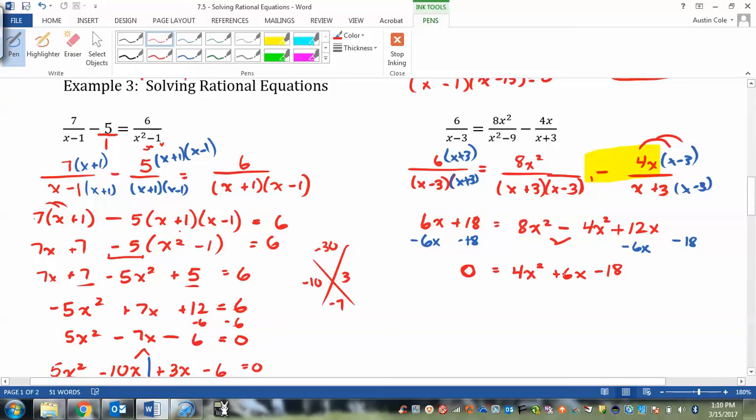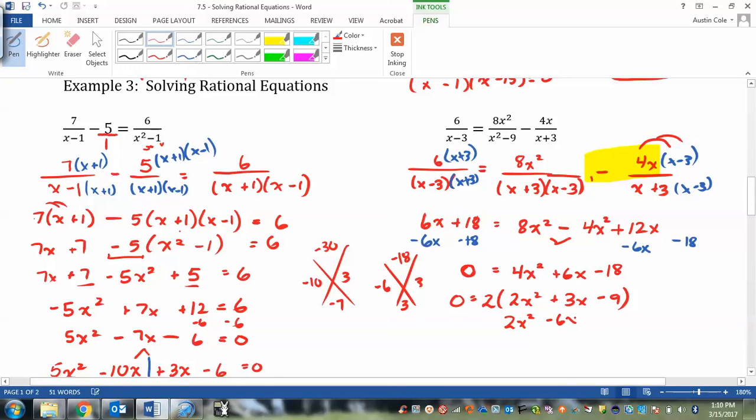Is your GCF there? There's a 2 throughout, isn't there? So if I take a 2 out, I'm going to be left with 2x squared plus 3x minus 9. So now if I MARF, 2 times negative 9 is negative 18. That adds up to 3. Factors of negative 18 that add up to 3. Negative 3, positive 6.